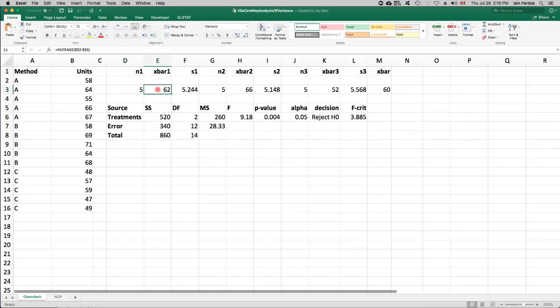The sample mean for the first method is 62 with a standard deviation of 5.244. A mean of 66 for the second method, so more units produced using the second method, and a standard deviation of 5.148. And for the third method, far fewer units produced using the third method, mean of 52 and a standard deviation of 5.568. The overall mean is 60 for all 15 measurements.